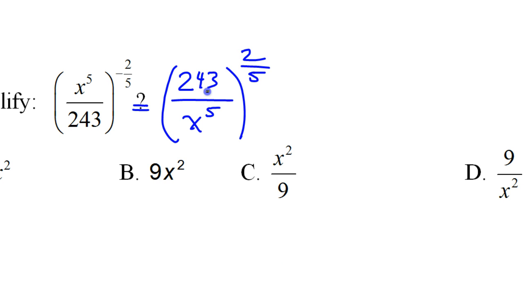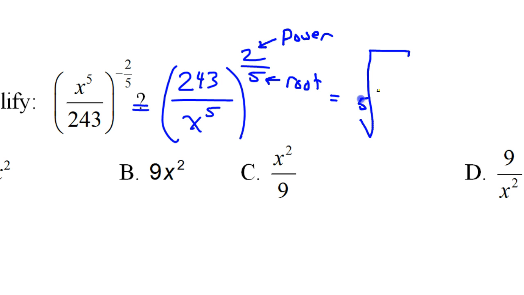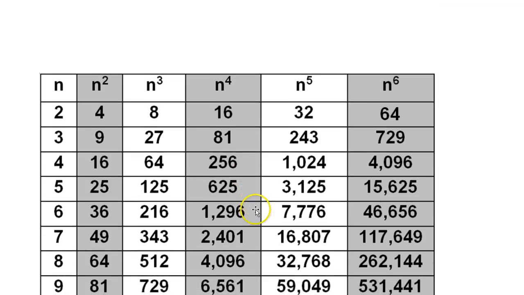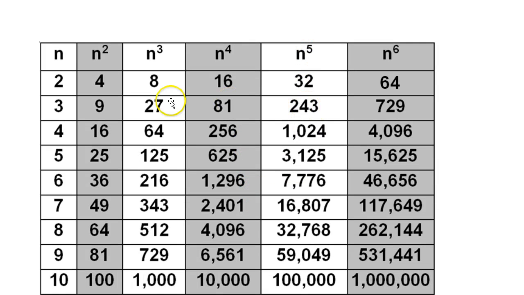Alright, now I would recognize that when I have a fractional power, I've got a power over a root. Okay, so this is the 5th root and the 2nd power. So I would do the 5th root of 243 over x to the 5th power, and then I would do the 2nd power. Let's see, 243. Let's look at the power table. Okay, the fifth root of 243 is 3.